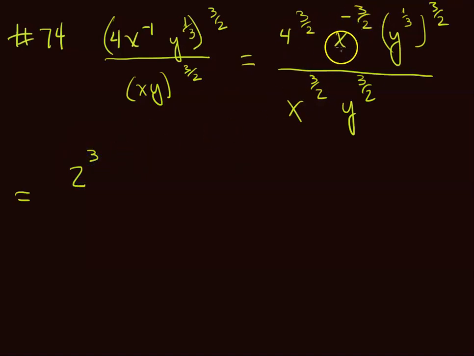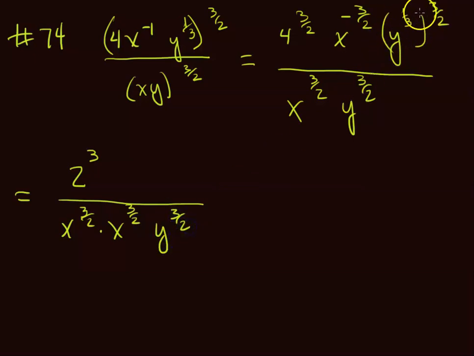This x to the negative 3/2 should be in the denominator with the other x to the 3/2. And this y to the 3/2 I'll put down here too. But now this becomes, this 3 cancels, and this is just y to the 1/2 in the numerator. Okay, so 2 to the 3rd is 8. X to the 3/2, x to the 3/2, you add these together. 1.5 and 1.5 is 3.